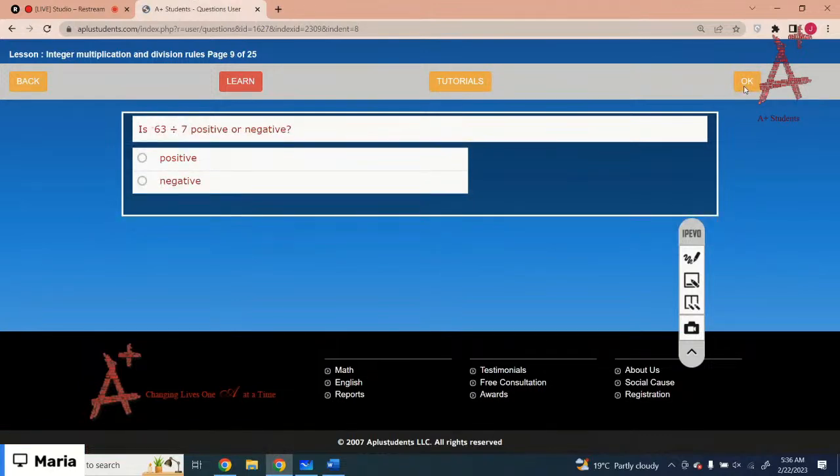Okay, the next one is negative 63 divided by 7. One of the numbers is negative. 63 is negative, so the answer must be negative. So one of the numbers is negative, that means the answer must be negative.